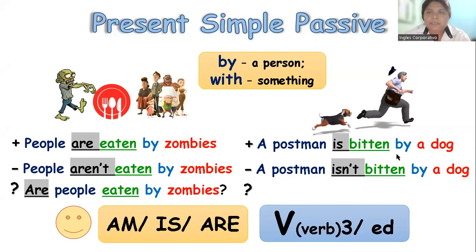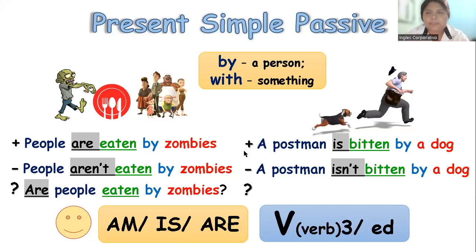A postman is beaten by a dog. A postman isn't beaten by a dog. Remember that in this case, this is not really important, but if you want, you can add it. And in the present form, you're going to use the verb to be depending on the subject. For example, are if you have a plural, and is if you have a singular subject. Then the participle form, and then you add the by, right?